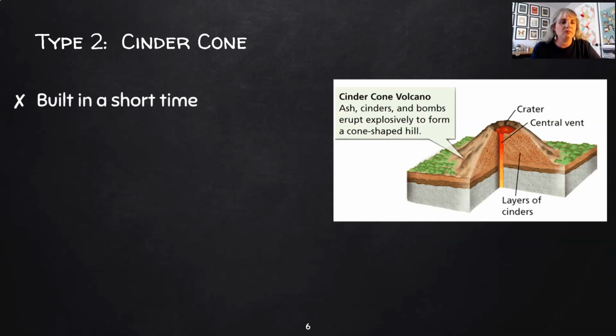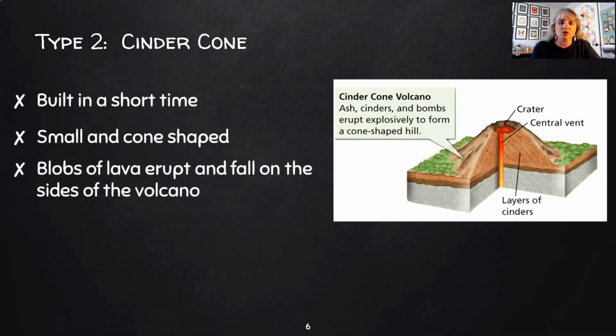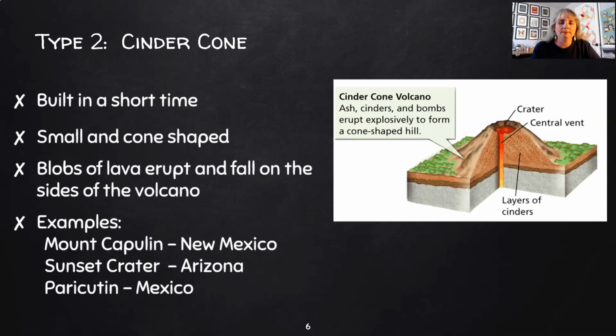The next type is called a cinder cone volcano. So they are usually built in a short amount of time. They are smaller than composite volcanoes. They are cone-shaped. And this is where blobs of lava erupt and fall onto the sides, and that's how they're built quickly.